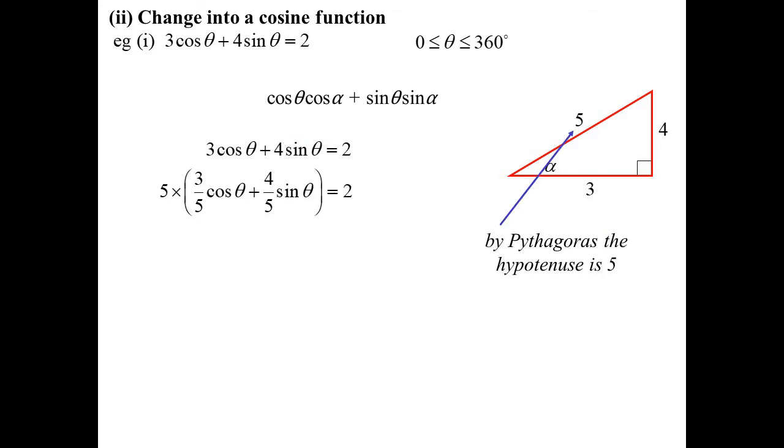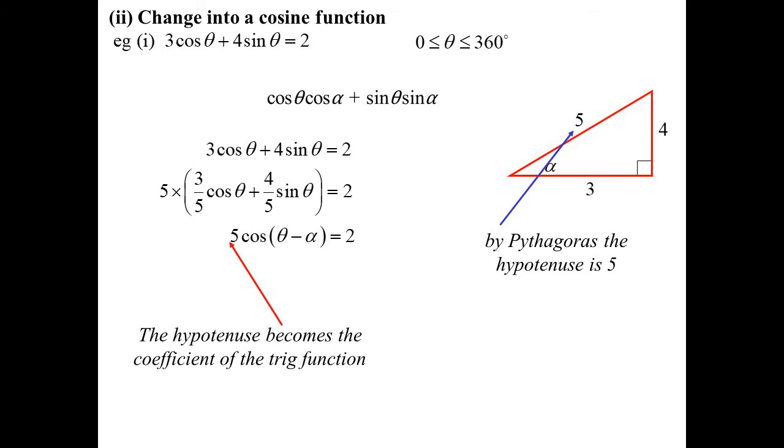Now I have 5 times 3/5 cos theta plus 4/5 sine theta, which is a ratio I can work with. It's 5 cos theta minus alpha, but we've got to be careful. If it's not the sine, it's not the sine. Theta minus alpha is equal to 2. And let's work out alpha.